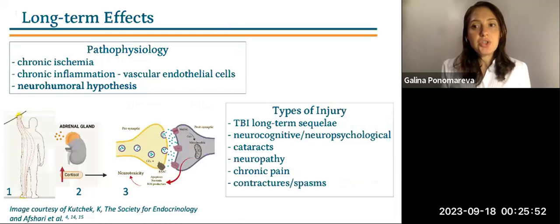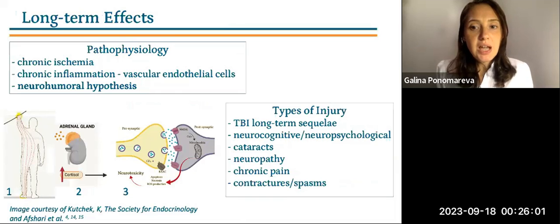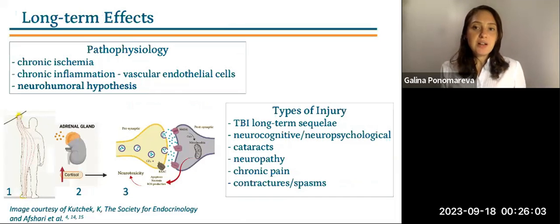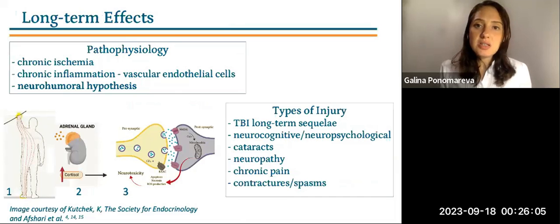We often think of electric injury as an acute emergency, but it's important to consider the long-term consequences as well, because these are present and they result from chronic damage to the nervous system. And the long-term effects have their own pathophysiology. There are three theories that explain this.